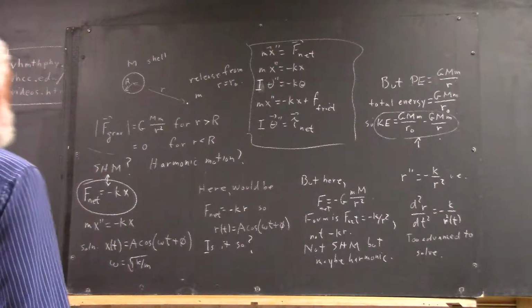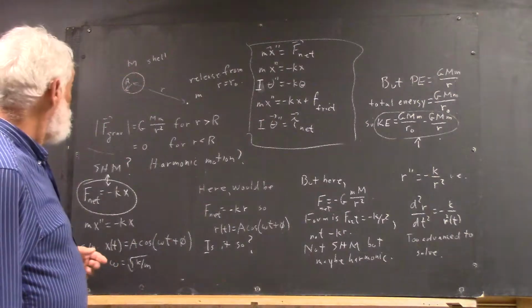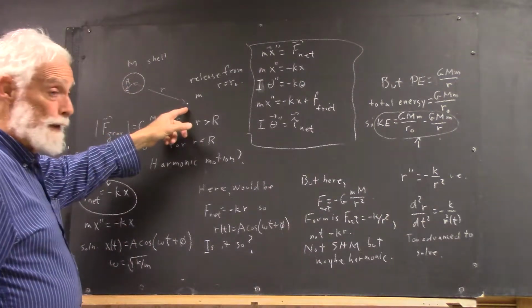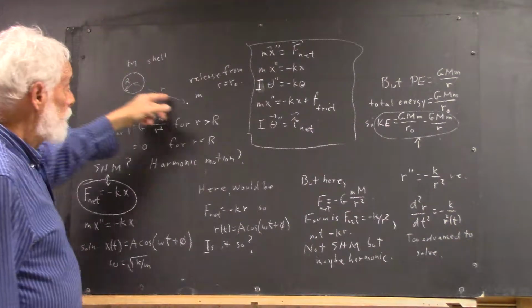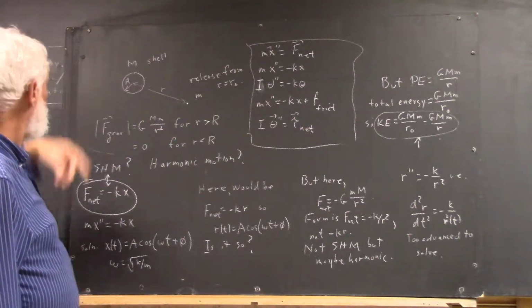Okay, another example, we have a spherical shell. And there are a couple of holes in the shell so that a mass released out here can fall right through this shell. Just a small hole where this very small mass can pass through.